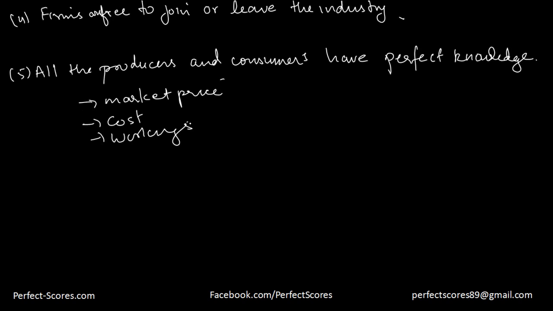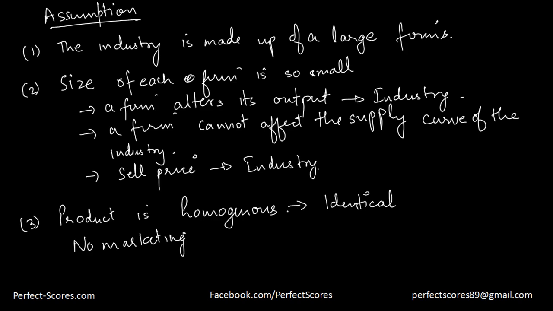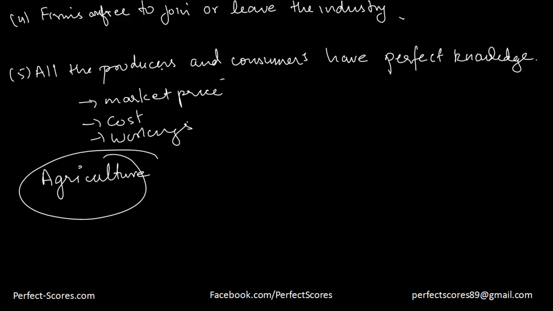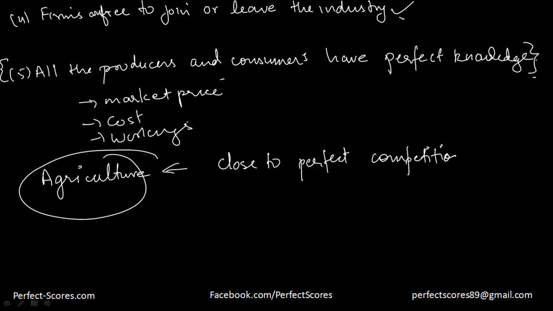Even though there are some industries which are close to perfect competition, one example would be the agricultural industry, right? In the agriculture industry, the product is homogeneous, the product is identical. The size of the firm is very small because of the small farmers. There are so many farmers in the agriculture industry. Farmers are free to join or leave the industry, and firms have perfect knowledge, right? So agriculture is close to a perfect competition market, right? So that is there. But now let's put our focus on some different things of perfect competition.